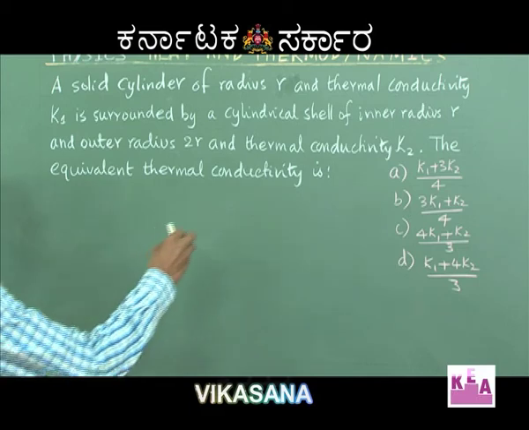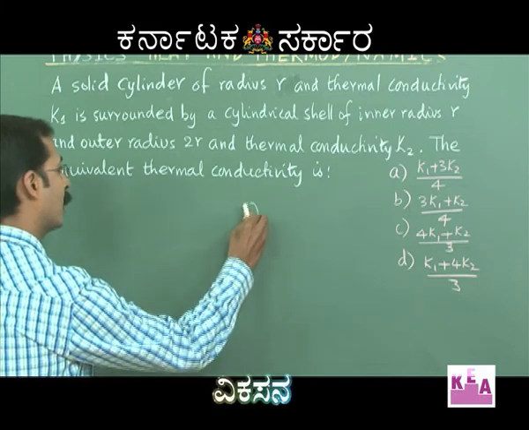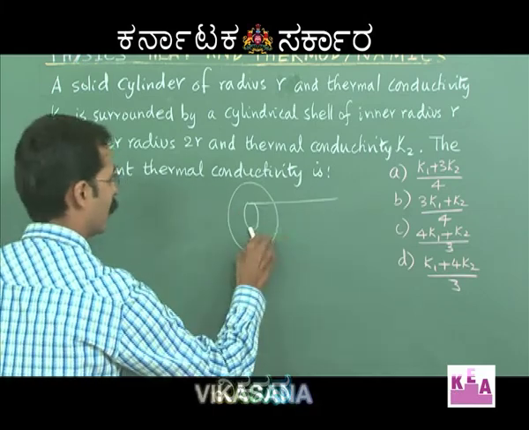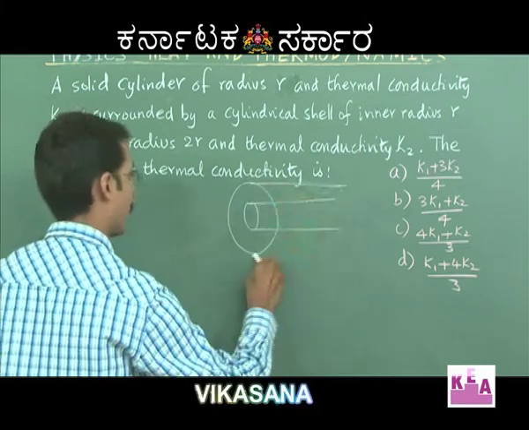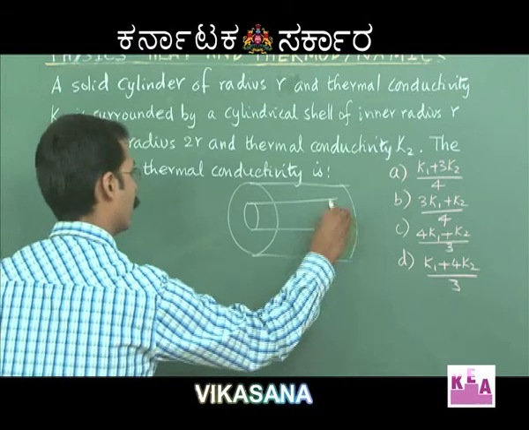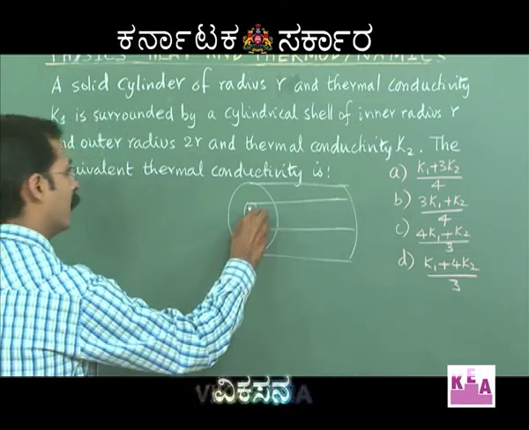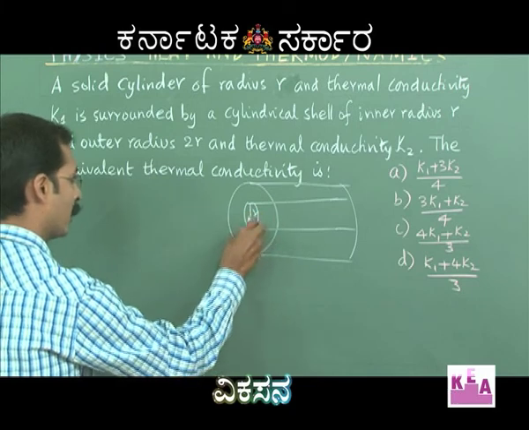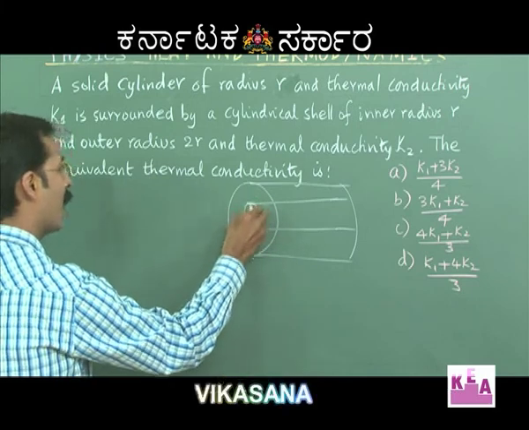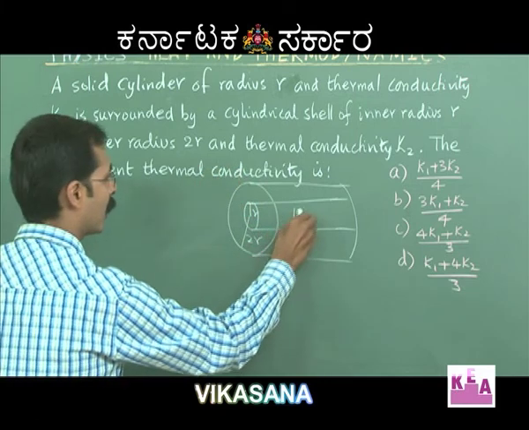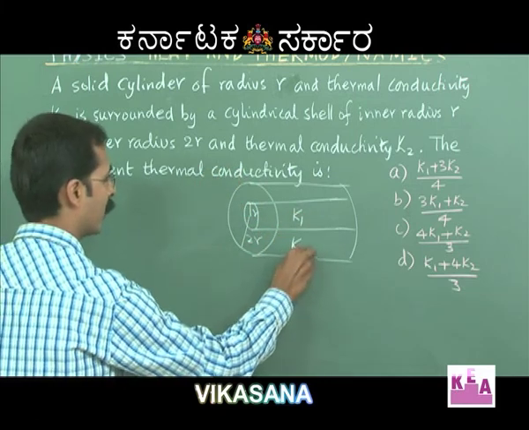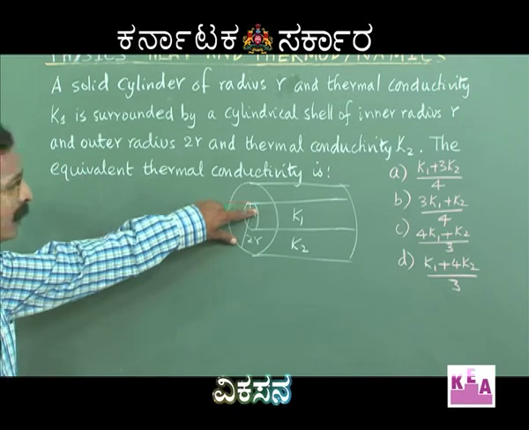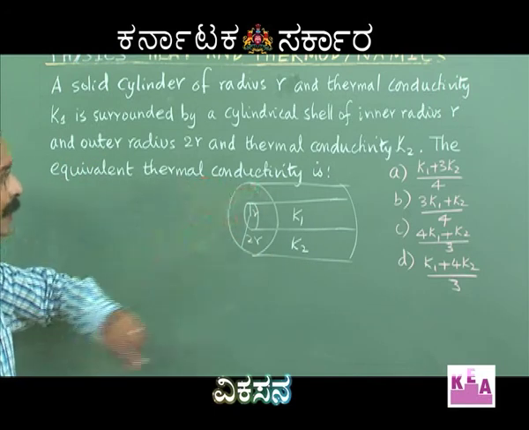It is given that we have a cylinder like this, above which there is a cylindrical shell. The radius of this one is r, the radius of this one is 2r, that is, this shell has inner radius of r and outer radius of 2r. Thermal conductivity of this one is K1, thermal conductivity of this one is K2. As you can see in the figure, this cylinder is parallel to this cylinder.